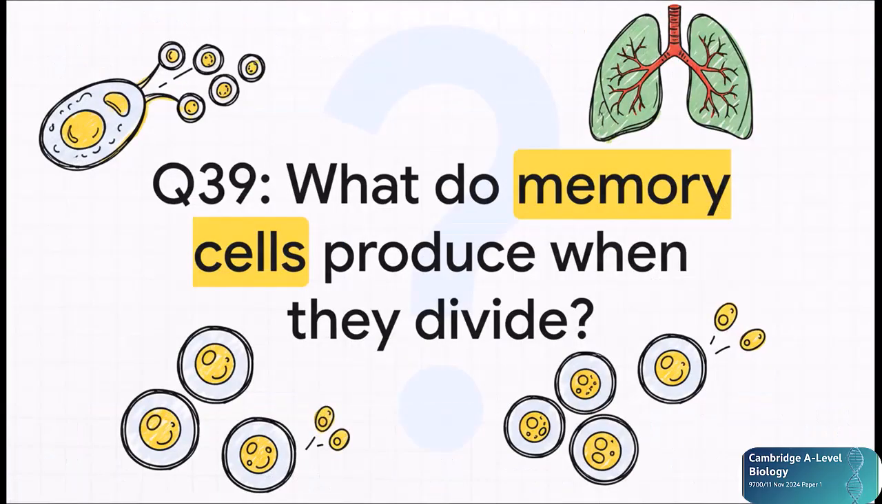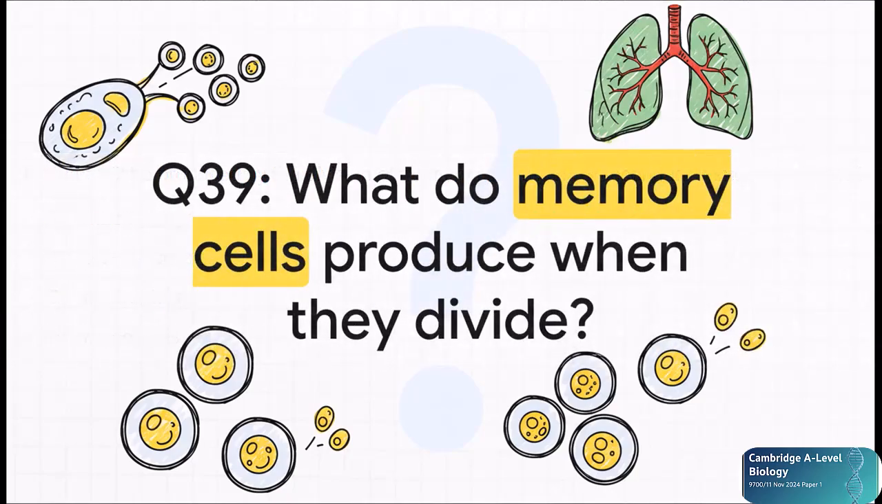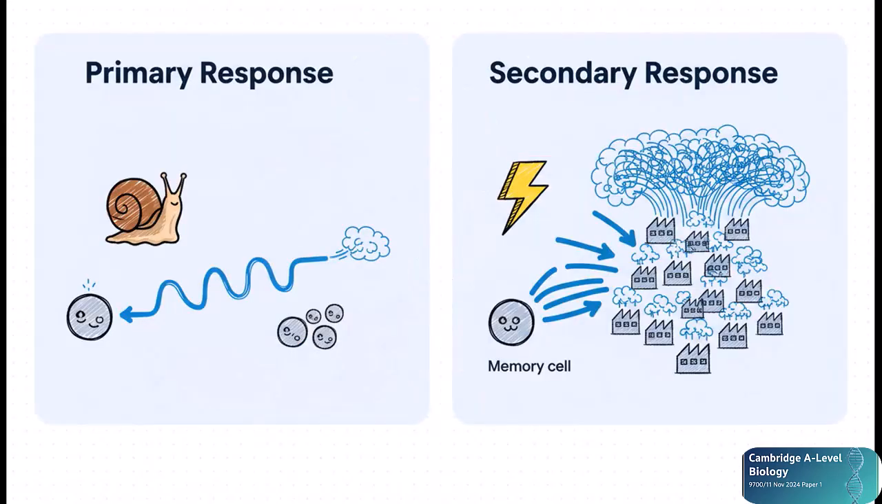Question 39, and we're diving deep into immunology. So your body has seen a pathogen before. You've got these incredible memory cells just lying in wait. When that same pathogen shows up again, the memory cells spring into action. But what do they actually do? What do they divide and turn into? This comparison says it all.